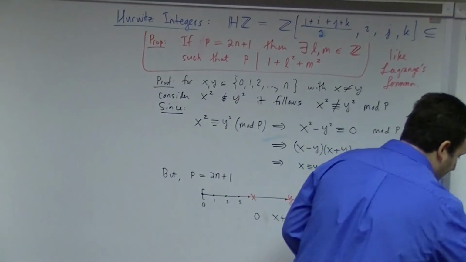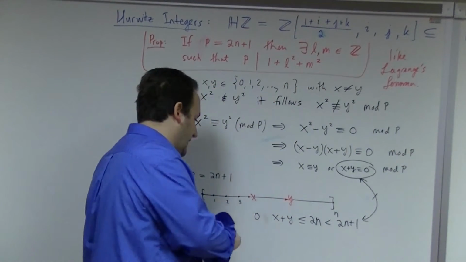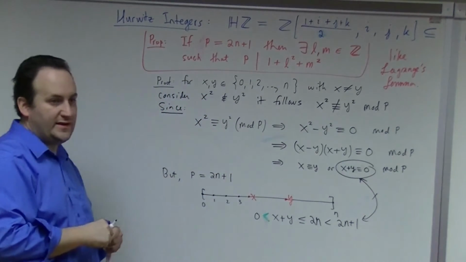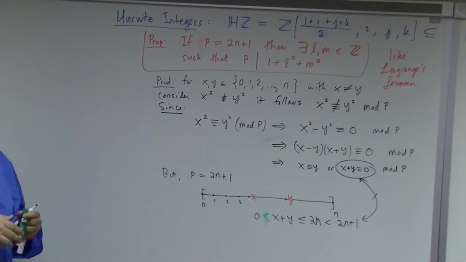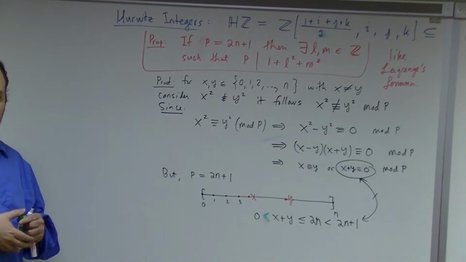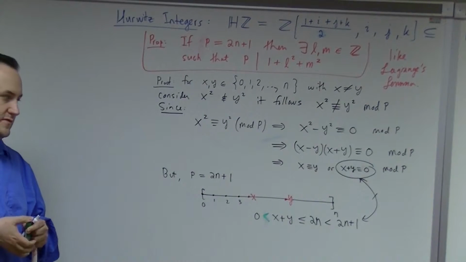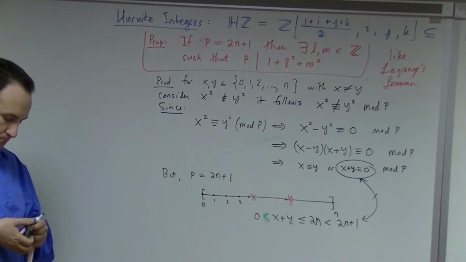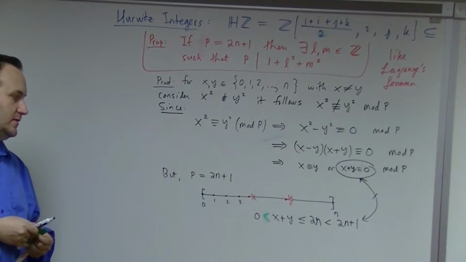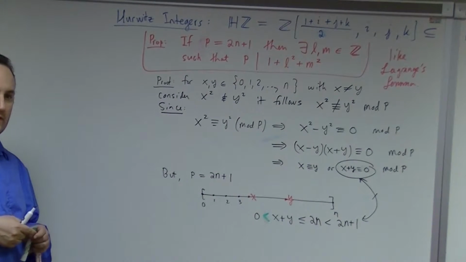Because x is different than y. X is different than y, exactly. So x and y cannot both be 0 by our assumption. So that's a less than. So in other words, we cannot get to 2n plus 1 or to 0. Those are representatives of the congruence class 0 mod p. What about the other one? X congruent to y.